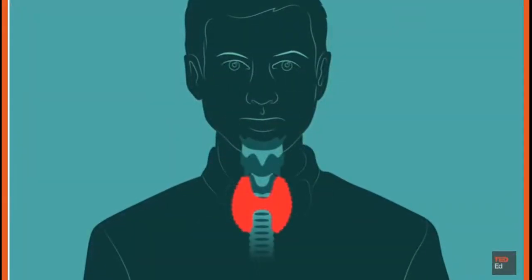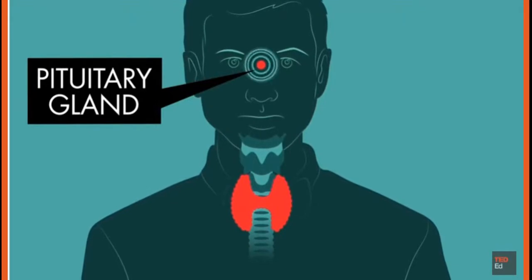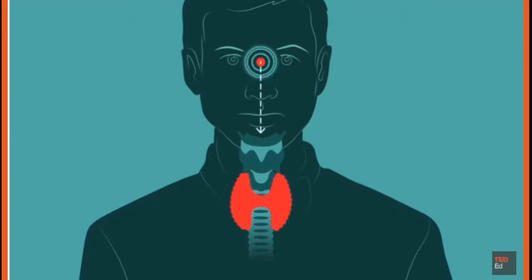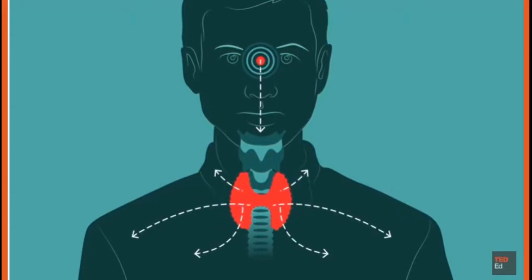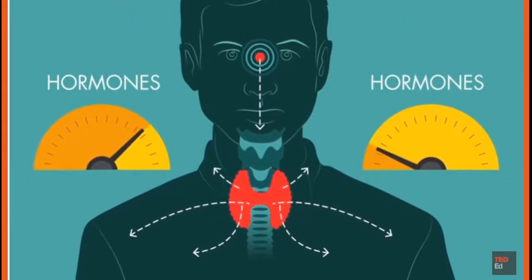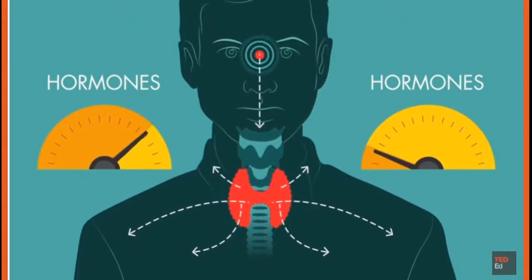The thyroid is controlled by the pituitary gland, a hormonal gland deep in the brain that oversees the thyroid's tasks, making sure it knows when to send out its messengers. The pituitary's role is to sense if hormone levels in the blood are too low or too high, in which case it sends out instructions in the form of the thyroid-stimulating hormone.